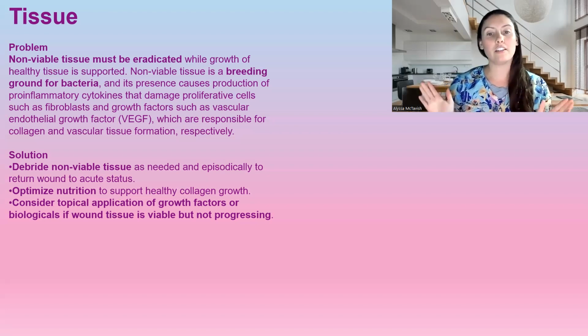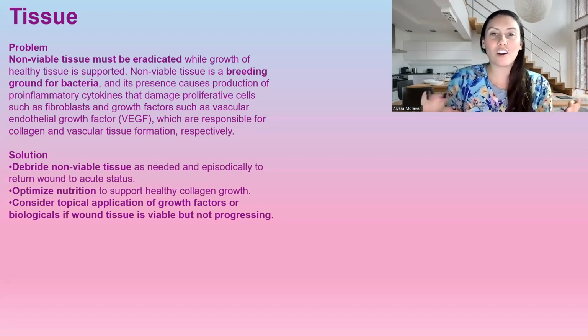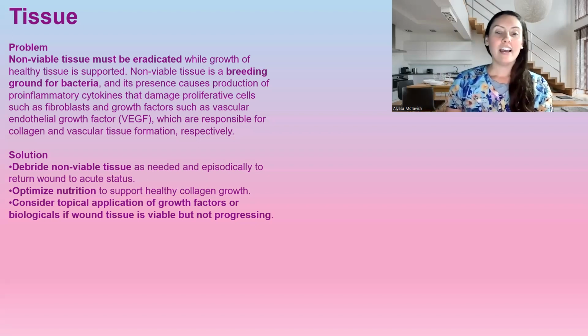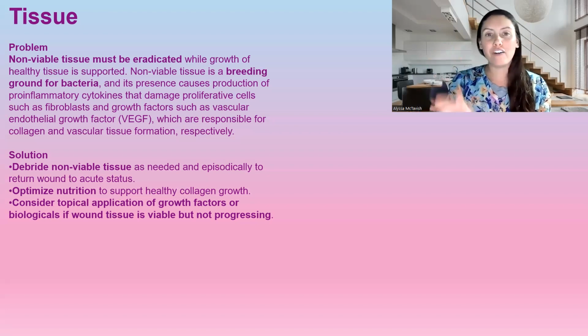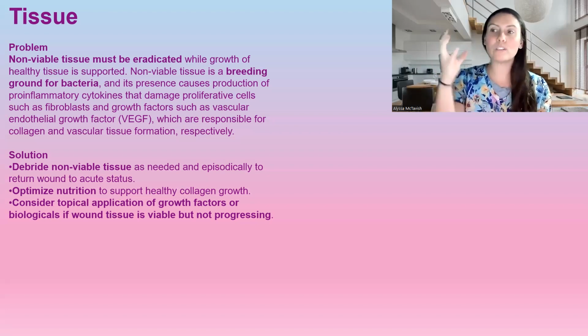So what's our solution? Debride non-viable tissue. We need to optimize nutrition, okay? Our skin is our biggest organ. We need to be optimizing nutrition for our organs, right? For our body, and our tissue is our biggest organ. So optimized nutrition will help in the healing process. Now, if you have a viable wound base and it's just not progressing, we might want to consider topical application of growth factors to boost that wound to start healing, okay?